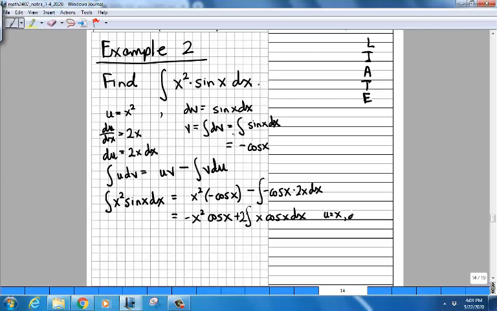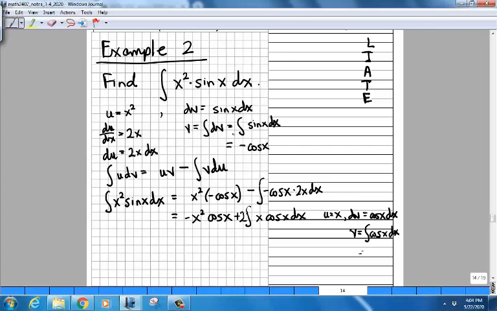And now let's just repeat this process, right? So first, let's find v. V is going to be the antiderivative of dv, which is cosine of x dx. And what is the antiderivative of cosine of x? Not the derivative, but the antiderivative. Oh, that's so easy. That is sine of x.